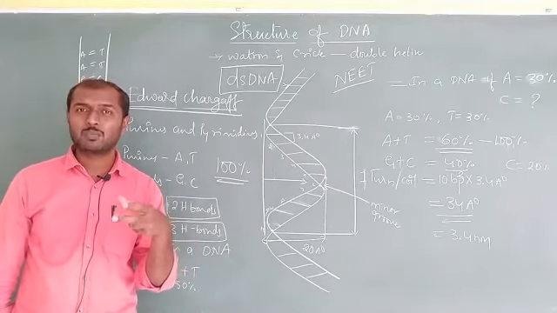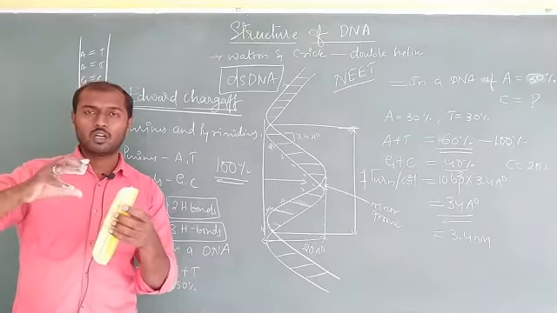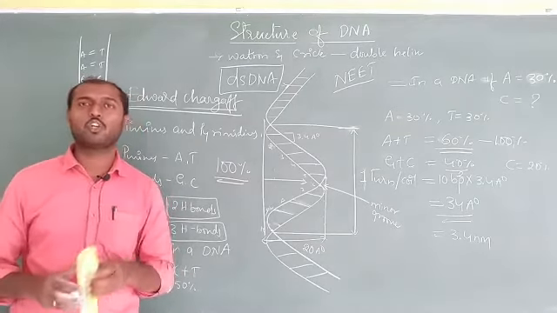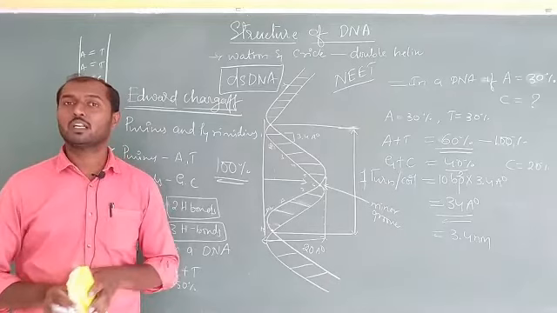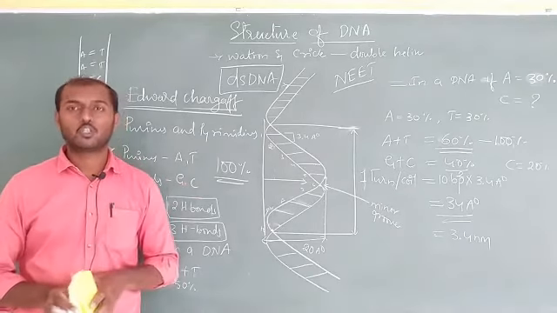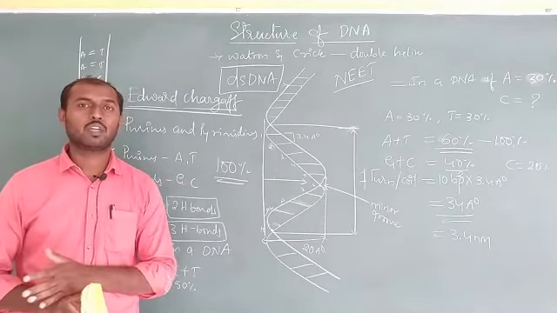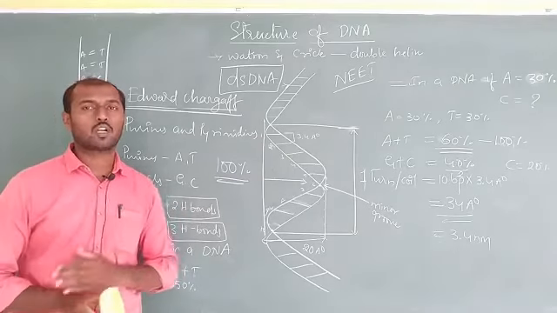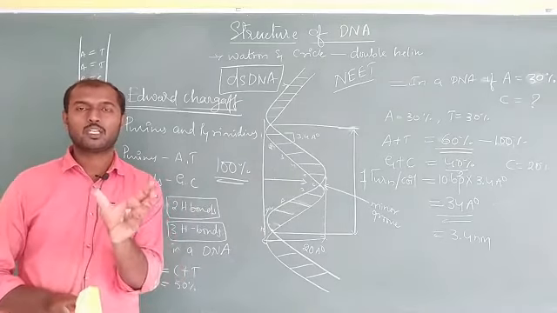Because of base pairing, the angle of rotation is going to play a very important role to maintain the diameter, or the distance between the two strands. Okay, that is very important. That is a chemical property of this DNA that is going to maintain the chemical rotation.